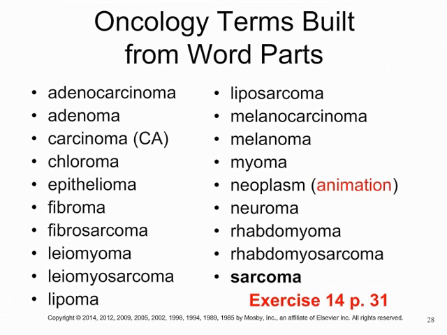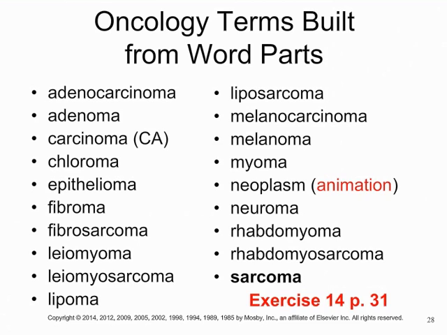You can also have something like a melanoma, which would be a black tumor, but you can have a melanocarcinoma as well. So that would be a cancerous black tumor, meaning that it's malignant. You could also say melanosarcoma, because that would be a malignant tumor that is black. It's just more medically accurate to say carcinoma.